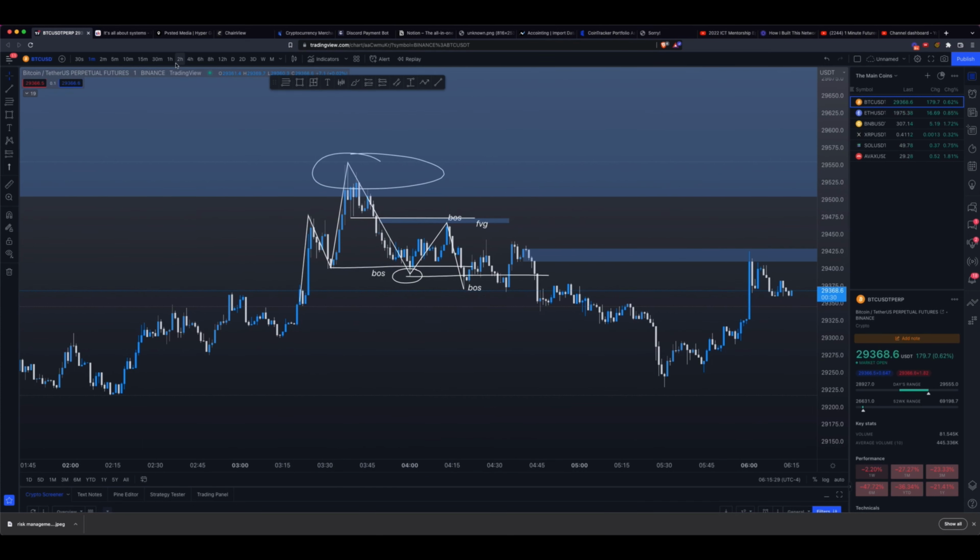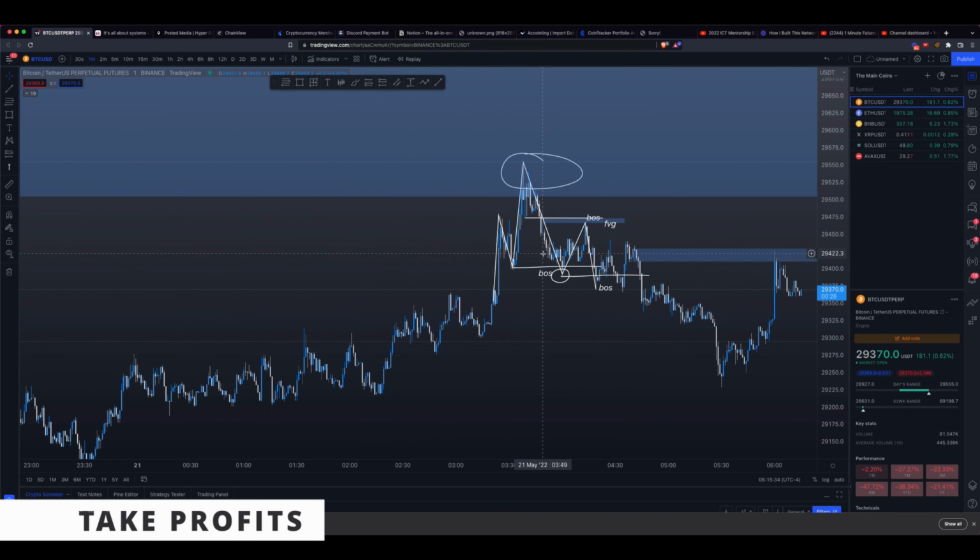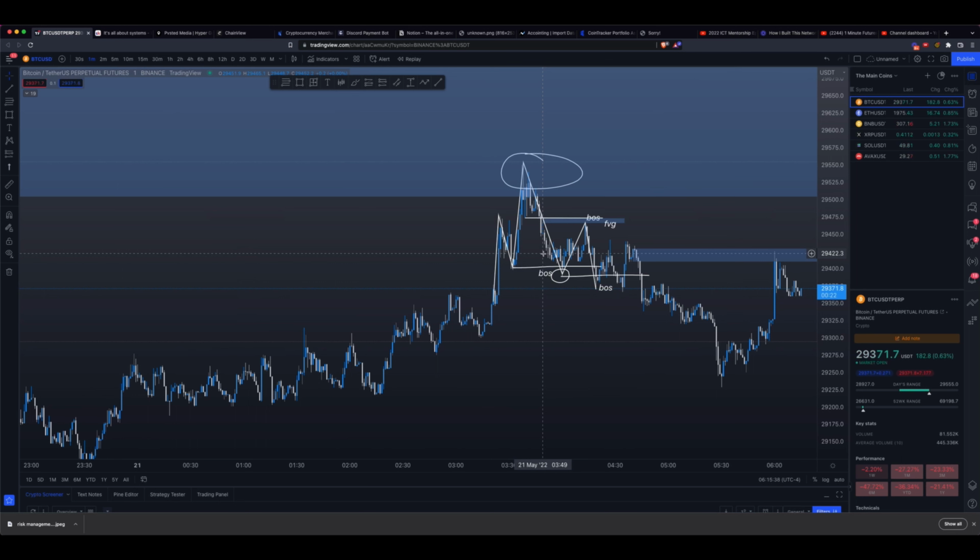So basically, those are the entry parameters and the stop loss. Next, we're going to talk about take profit. Now, this one is a little bit more subjective. This one comes down more to experience rather than being able to put it down into a very systematic way.